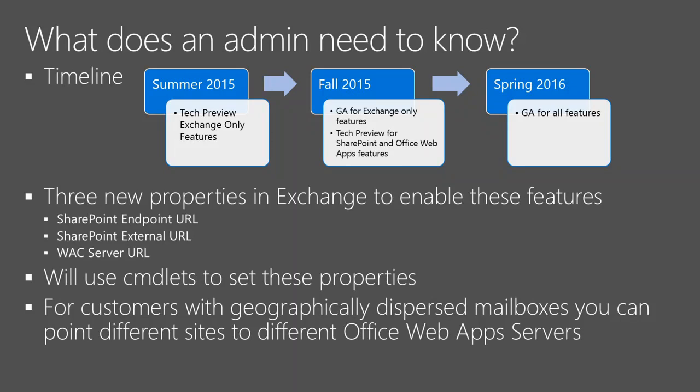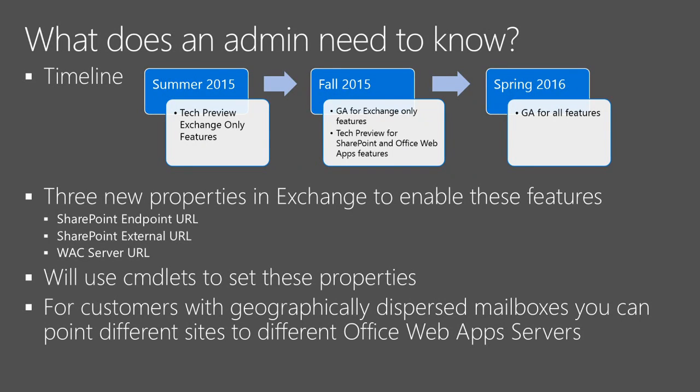And the SharePoint external URL is used if you have different endpoint URLs for SharePoint depending on whether you're inside your corporate network or outside your corporate network. This will be optional depending on what your setup's like. We'll use Exchange commandlets to set all of these properties. This shouldn't be anything new for your admins or for you guys to set.